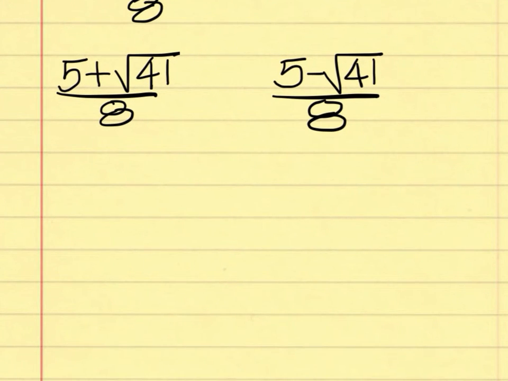So on the left-hand side, I need to put in 5 plus the square root of 41 and then hit equals, and then divide by 8 to come up with 1.4 rounded to the tenths place. And on the right side, 5 minus the square root of 41 equals, and then divide by 8. That is a negative 0.2.